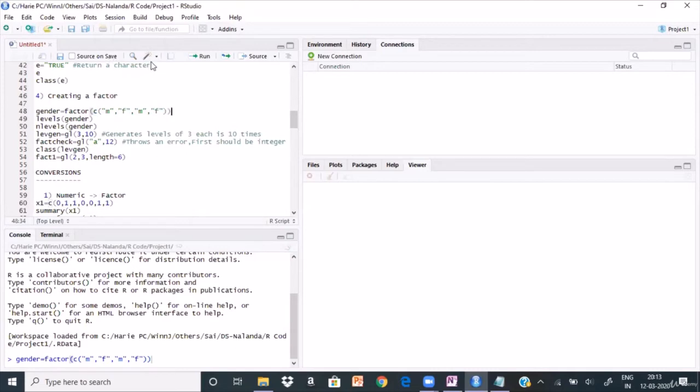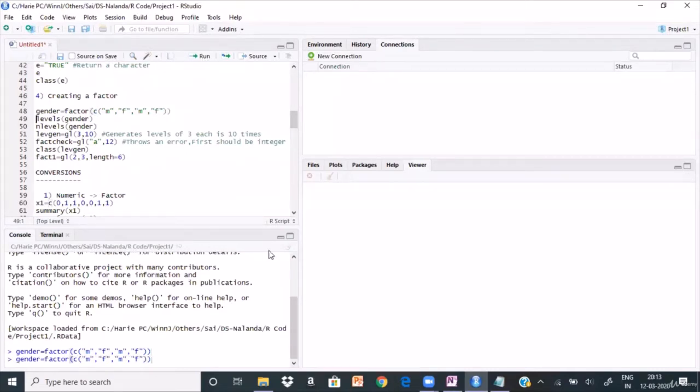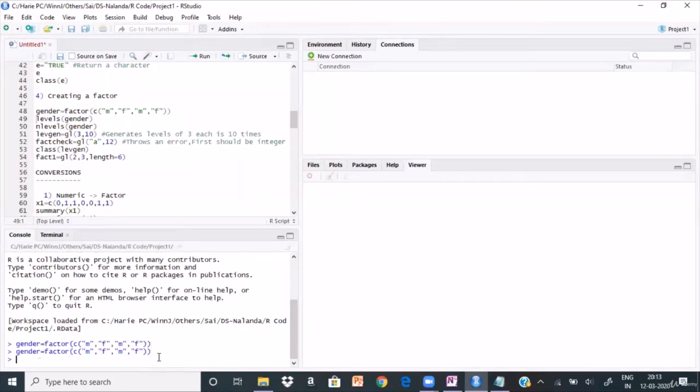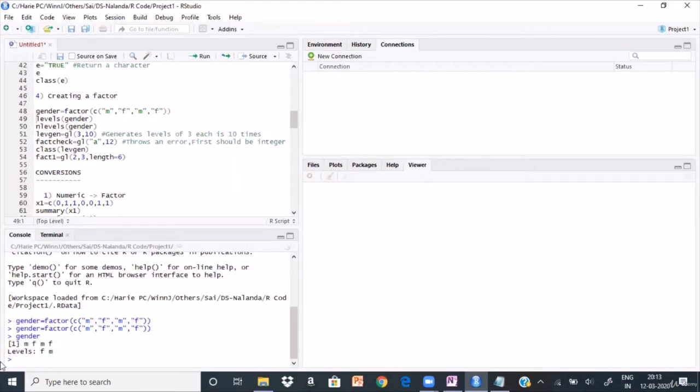When I run this command, the system executes it. And the moment you type gender, it immediately shows male, female, male, female. That means it shows what values this data type contains, and it suggests how many levels it has. That means how many distinct values there are, and that repetition part it represents here as levels.